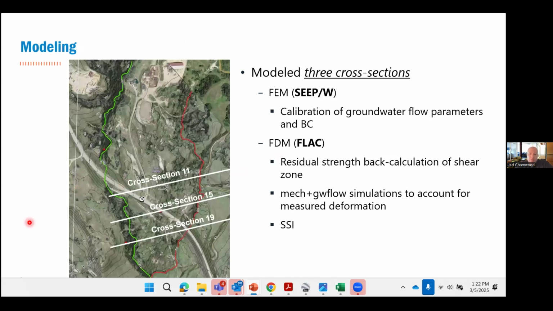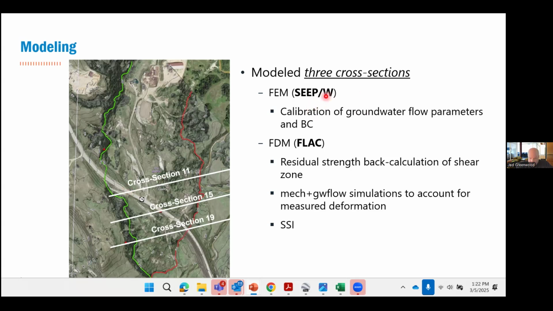Okay, so in plan view, we have three cross sections. Cross section 11 was our primary modeling cross section, although we looked at two more, 15 and 19. 19 primarily because that's where we had the two shear zones, so we wanted to make sure we were covered in that area. But cross section 11, this is about where those tension cracks and the scarps cross the highway. So we accounted for that.